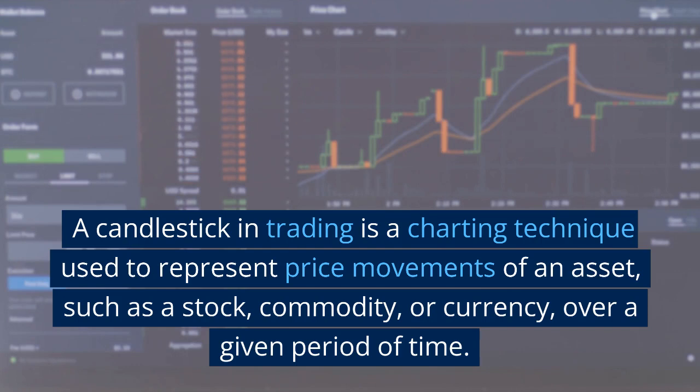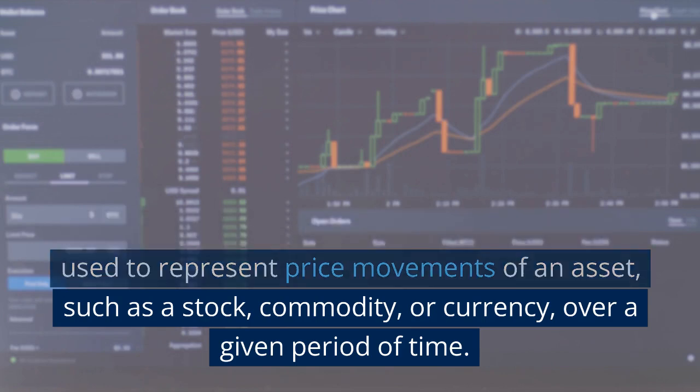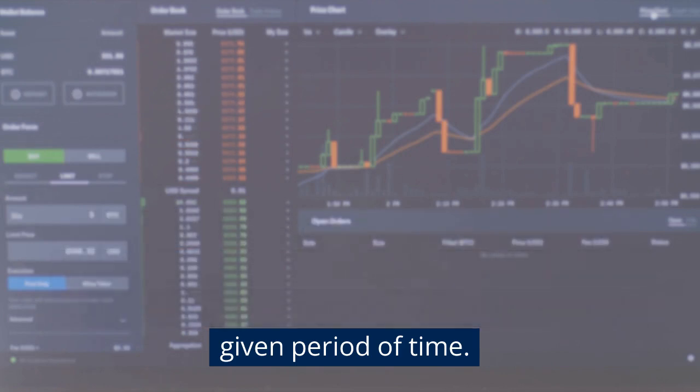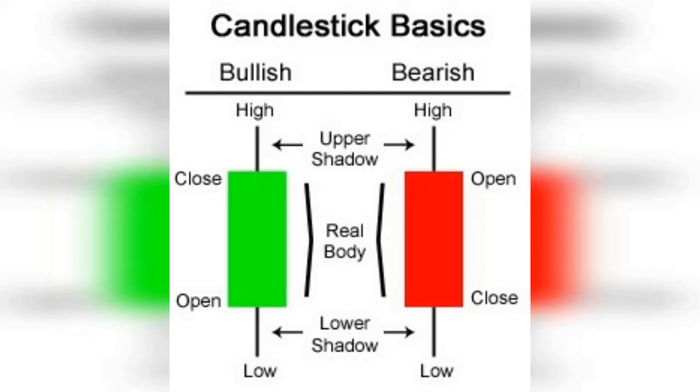So first we will see the definition of candlesticks in trading. A candlestick in trading is a charting technique used to represent price movements of an asset such as a stock, commodity or currency over a given period of time. So this is the candlestick.